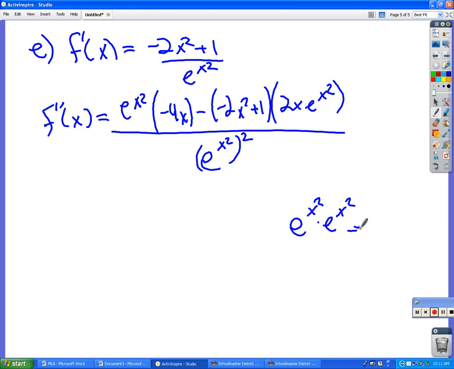But if the bases are both the same, what do you do with the exponents? You add them. X squared plus x squared is 2x squared. So this would be e to the 2x squared. We can just leave it like that.